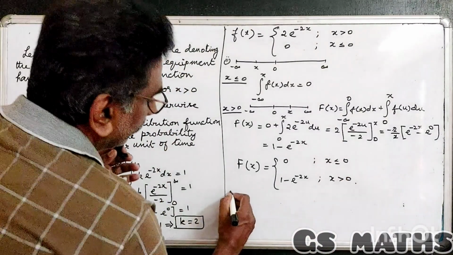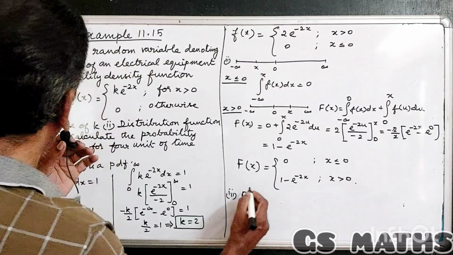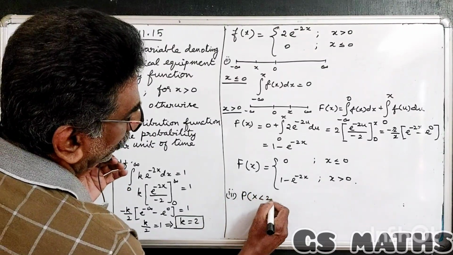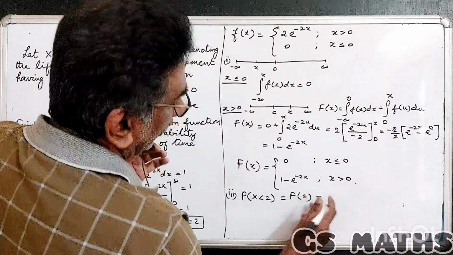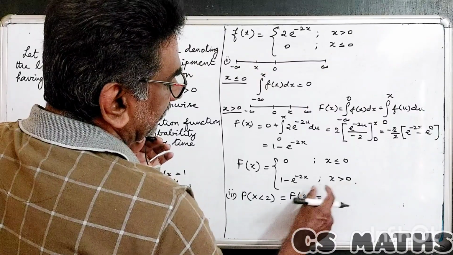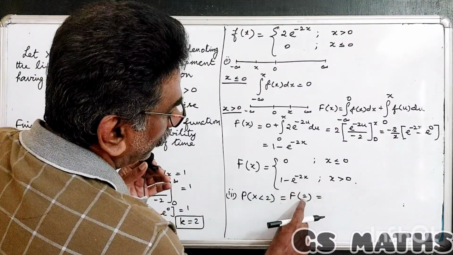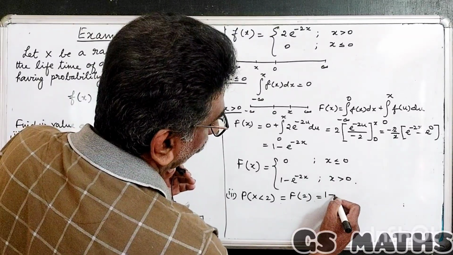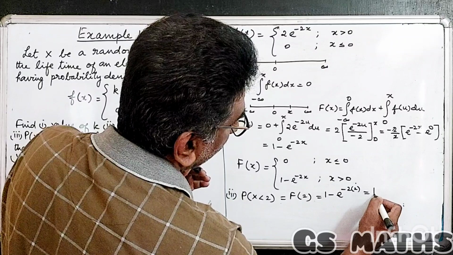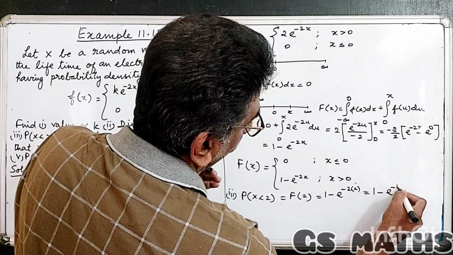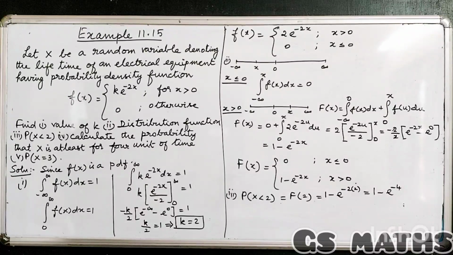Now the third one. The third one is P of x less than 2. This is nothing but capital F of 2. 2 lies in this interval, so simply substitute 2 instead of x here. I get 1 minus e power minus 2 into 2, which is equal to 1 minus e power minus 4. This is what P of x less than 2 is.